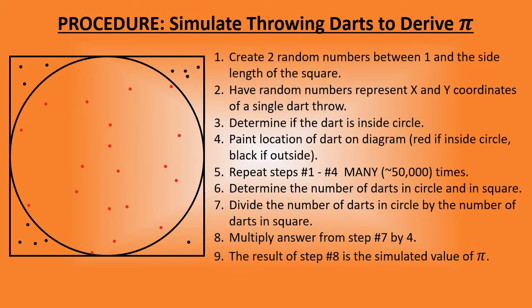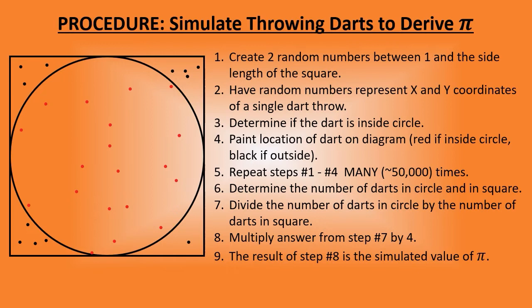Let me explain the procedure I used to develop the computer simulation program. Now, referring to the diagram, first I create 2 random numbers that represent the x and y coordinates of a single dart throw. Then I paint it red if it's inside the circle, black if it's outside. Now I repeat those steps 50,000 times.